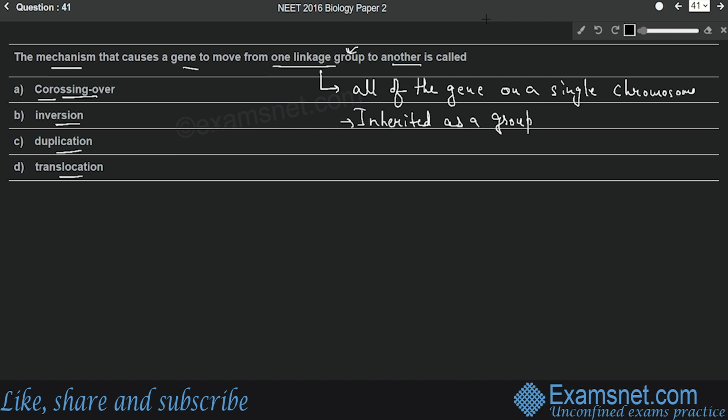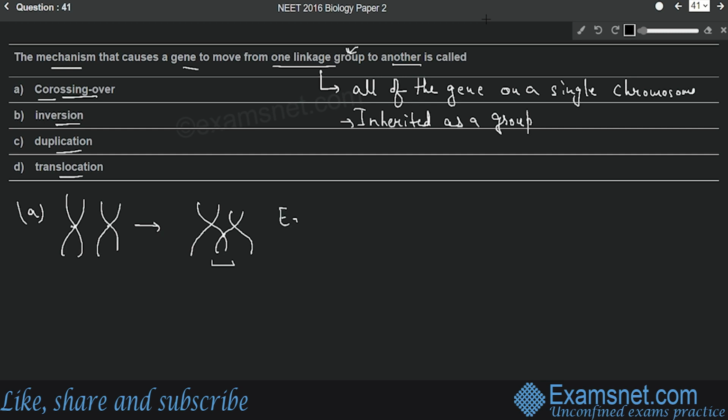First one is crossing over. So what is crossing over? It is the exchange of DNA between the homologous pair of chromosomes. Suppose this is one chromosome, this is another. So these are homologous pair of chromosomes. Now how will crossing over take place? These two will attach to each other like this. So one part will attach and through this part the DNA will get exchanged.